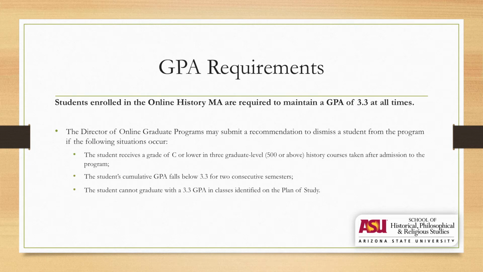GPA requirements. Students enrolled in the Online History MA are required to maintain a GPA of 3.3 at all times. The Director of Online Graduate Programs may submit a recommendation to dismiss a student from the program if the following situations occur: if you receive a grade of C or lower in 3 graduate-level history courses, if your cumulative GPA falls below 3.3 for 2 consecutive semesters, or if you cannot graduate with a 3.3 GPA in classes identified on the plan of study. In other words, please keep a GPA of 3.3 or higher in all areas.